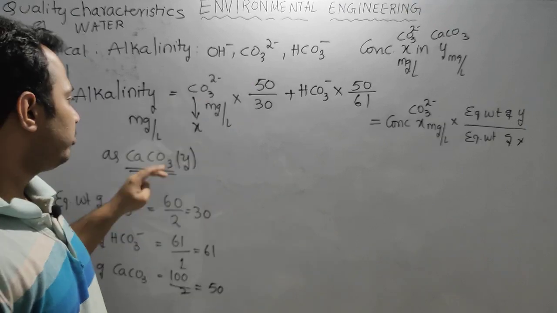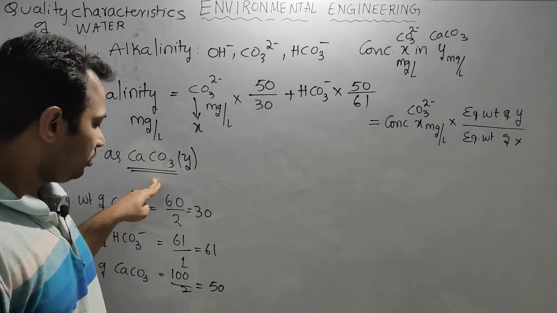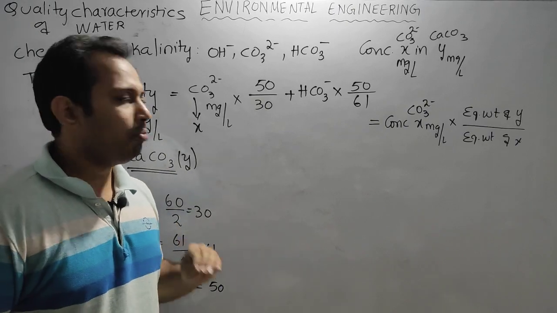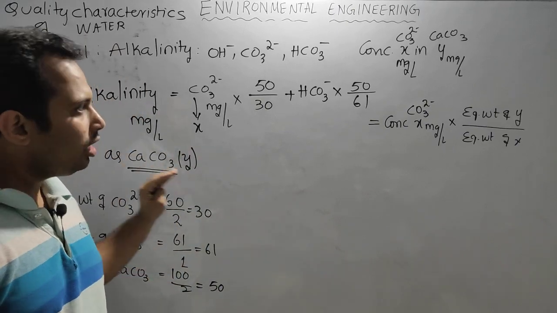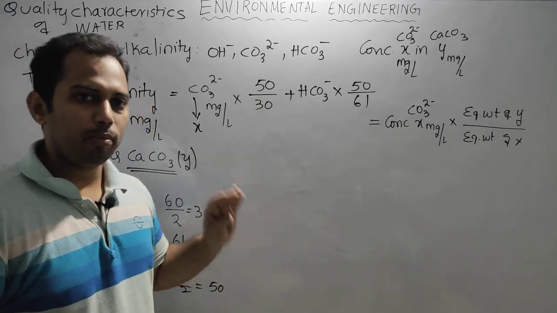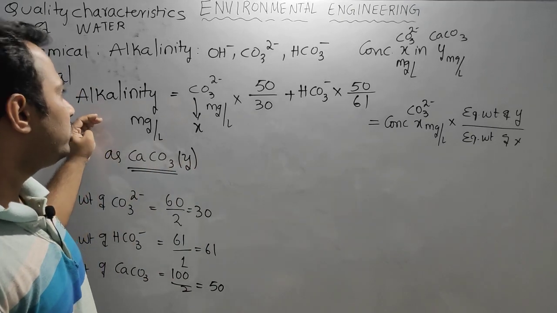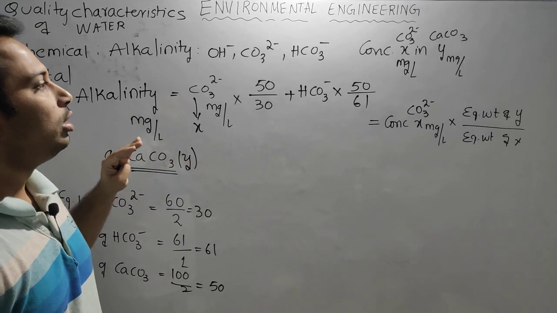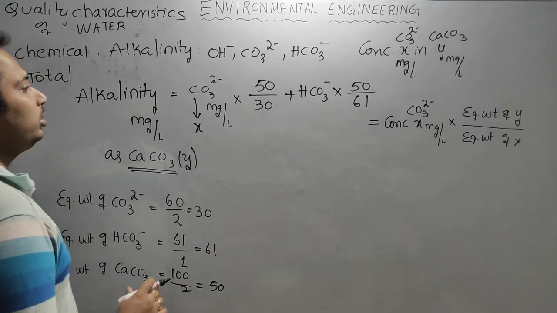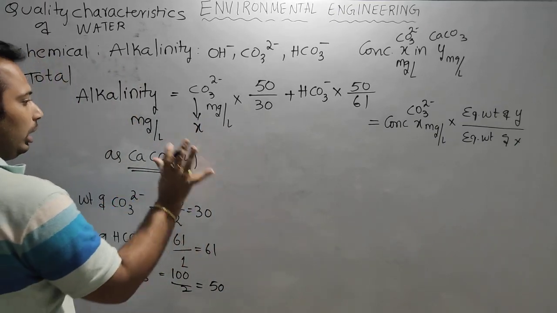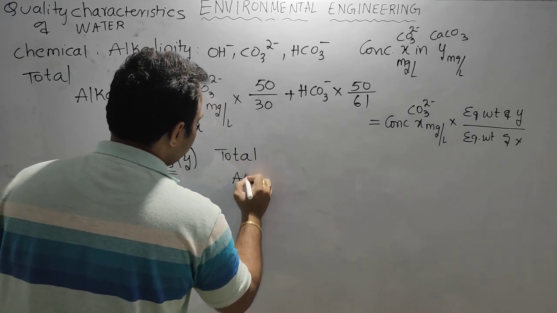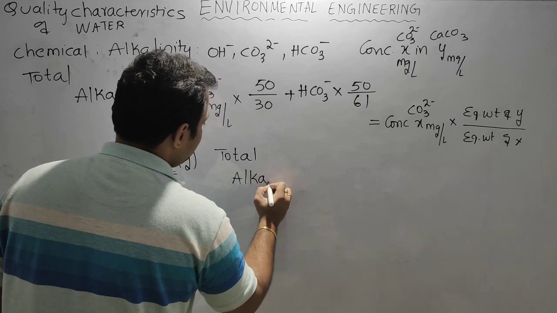And we take it in terms of CaCO3 because the molecular weight of CaCO3 is 100, so that our calculations become simpler. Not only alkalinity, but hardness, whatever it may be, we can take any concentration in terms of CaCO3 to make our equations and calculations simpler. That's it. So this is the formula for total alkalinity. Very, very important formula.